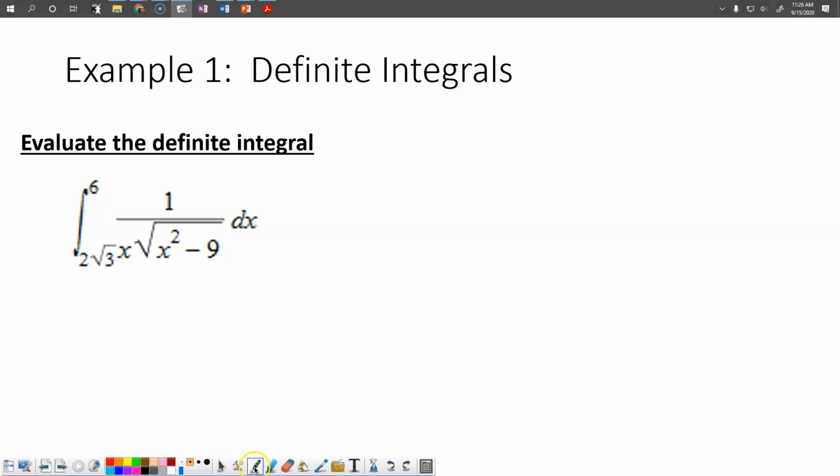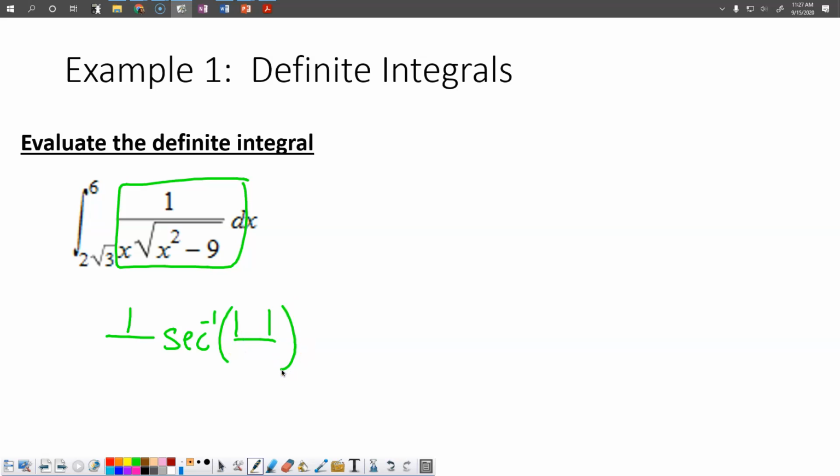So here we go. The first thing I'm going to do is look at this and ask myself, okay, what pattern does that seem to be fitting? Well, that fits the arc secant pattern. So according to the arc secant pattern, we would have 1 over a arc secant of the absolute value of x over a, and then plus c. But since we're doing a definite integral, we don't do plus c's, right?